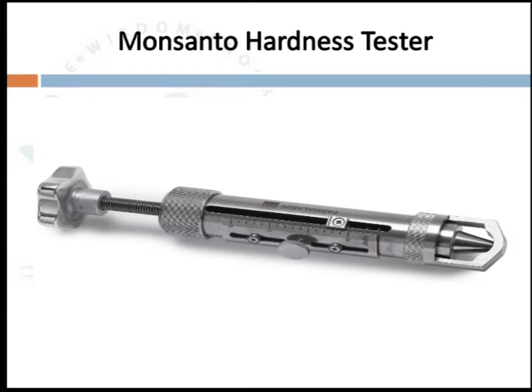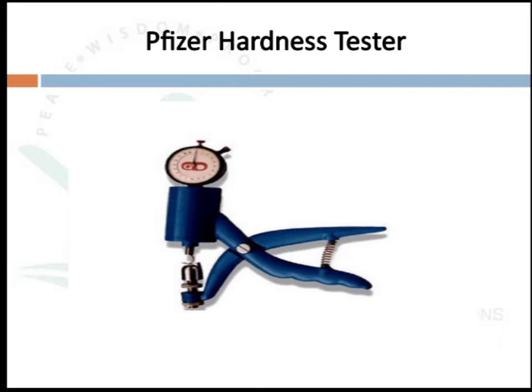In this, we place the tablet here and rotate this knob so that it will give a reading here in kilogram per square inch. That will indicate the hardness of the tablet to break. Now this is another apparatus, the Pfizer hardness test apparatus. Here we place the tablet and press, and from this meter we can read the hardness of the tablet which is required for breaking.